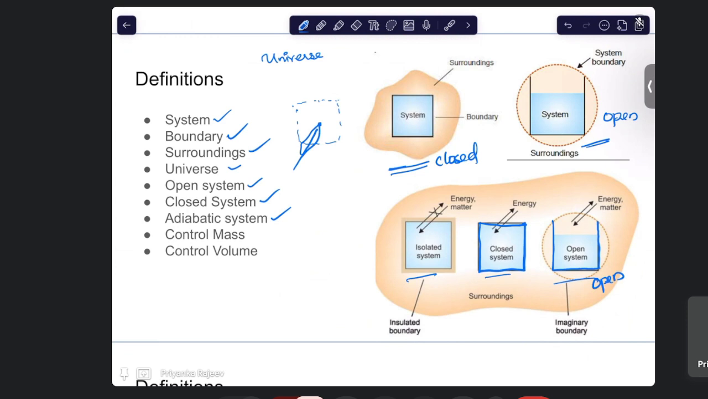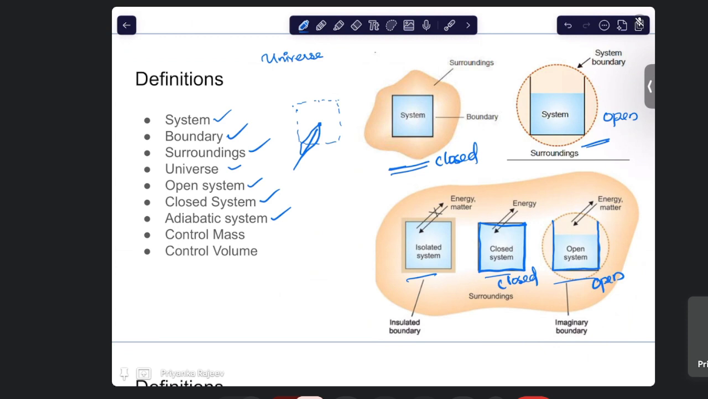So that is something called a closed system, where only energy transaction is happening. Then you have this isolated system, where neither energy nor matter transaction will happen. Energy or matter cannot enter or exit the system. That is called an isolated system.